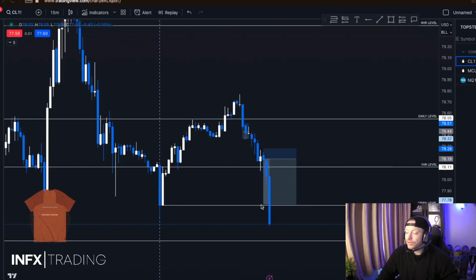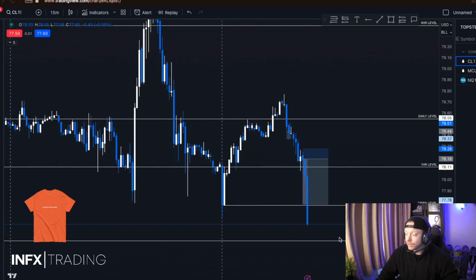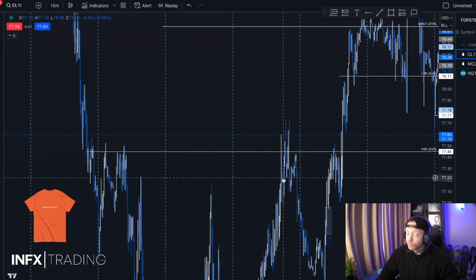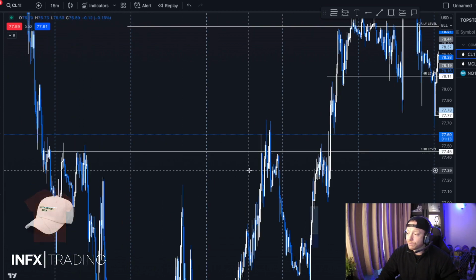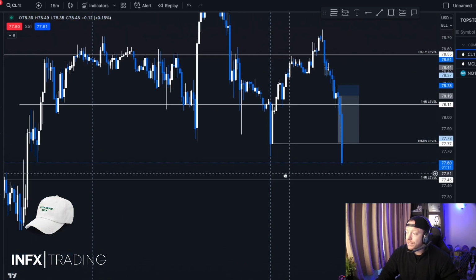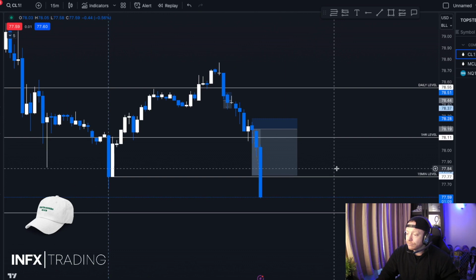I think, guys, and there we have it. I just got an alert to say we've hit our final TP, smashing through that 15-minute level. Now heading down to that 1 hour level that we spoke about before, which was a heavy resistance, which now looks like it wants to be tested as support. And that was a great trade.